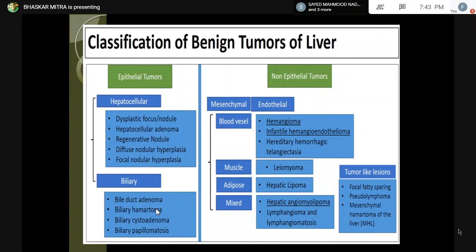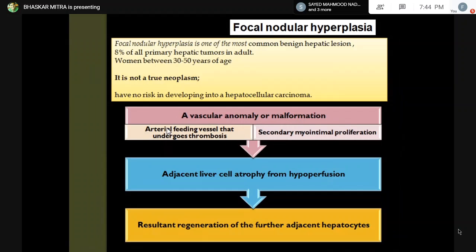On this approach, today I am going to address these liver neoplasms. First I am going to this group, the epithelial tumors of the hepatocellular type. So the first criterion is proliferation of the hepatocytes. First comes focal nodular hyperplasia. This is one of the most common benign hepatic lesions.